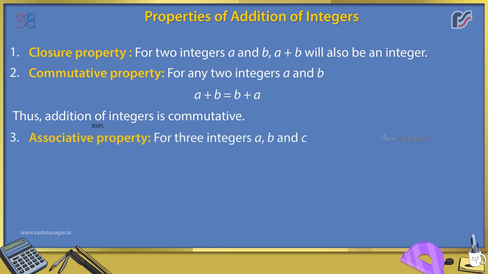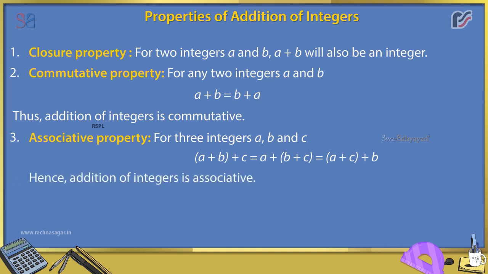3. Associative property. For three integers a, b and c, (a plus b) plus c is equal to a plus (b plus c), which is equal to (a plus c) plus b. Hence, addition of integers is associative. 4. Additive identity. For any integer a, a plus 0 is equal to 0 plus a, which is equal to a.